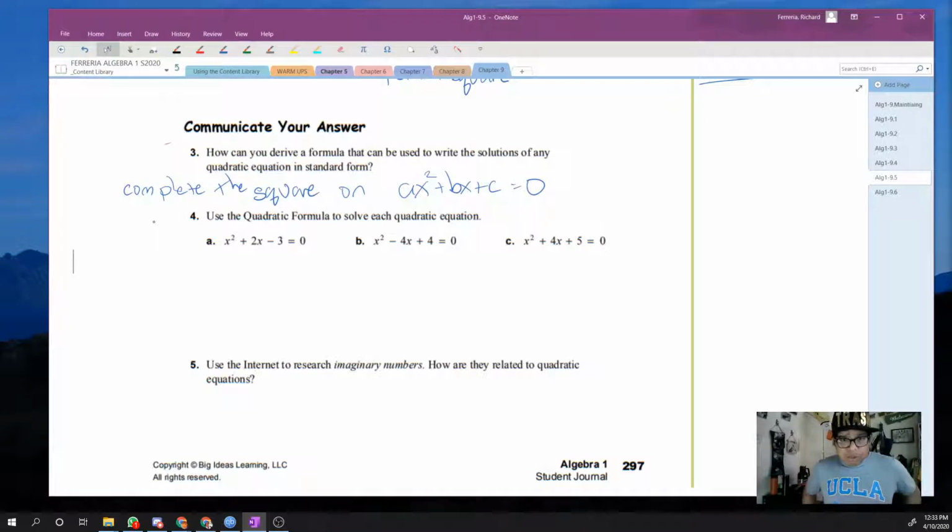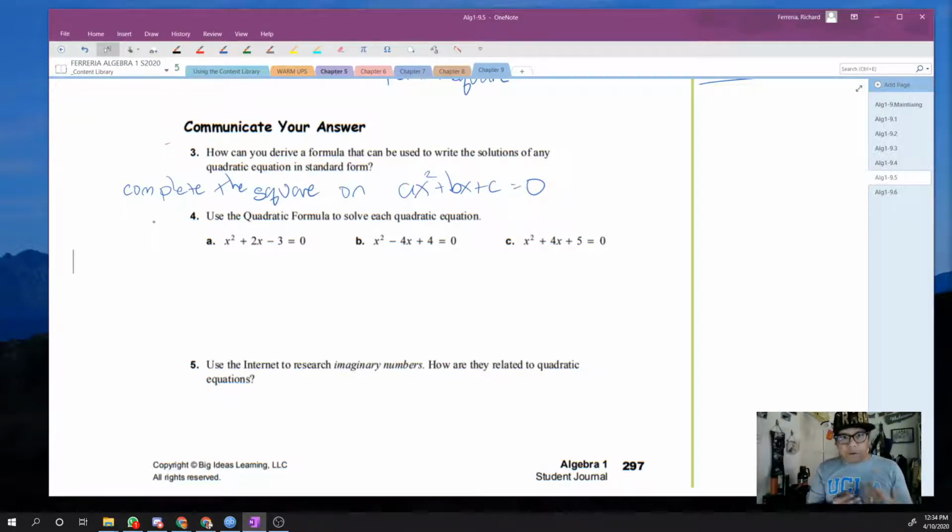The second thing to do is make sure you're in standard form. So let's take a look at A. Is everything equal to 0? Yes, it is. Actually, I can take a look at A, B, and C right now and see that they're all in standard form: ax squared plus bx plus c equals 0. Remember that the quadratic formula only works on things that are in standard form.